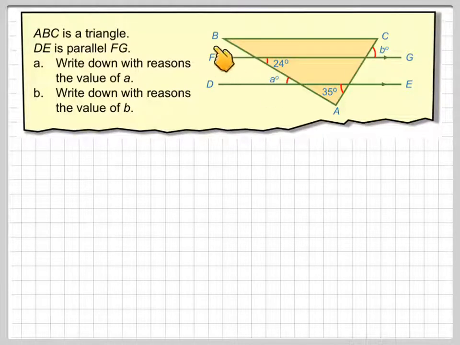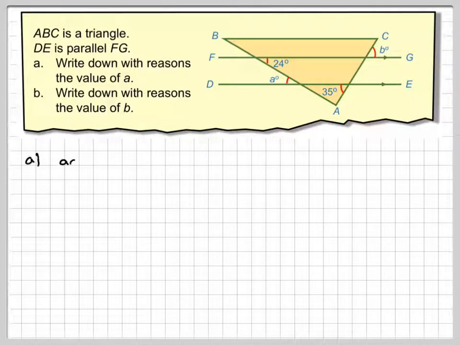ABC is a triangle. DE is parallel to FG. We know that because of the arrows on the line. Write down with reasons the value of angle A, which is this angle here, and then write down with reasons the value of angle B, which is this angle here.